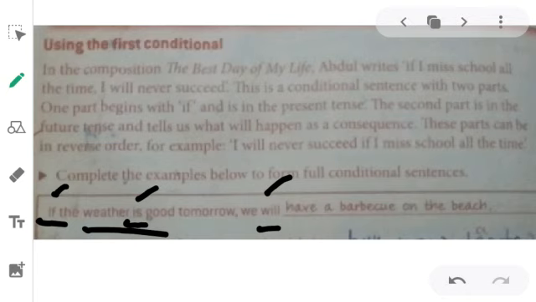The next sentence is, if I save some money from my part-time job. It's in present tense, so you have to write about the future consequences of this. If I save money from my part-time job, I can buy a new mobile, a new laptop, or anything like this, or I can pay my fees or something else.